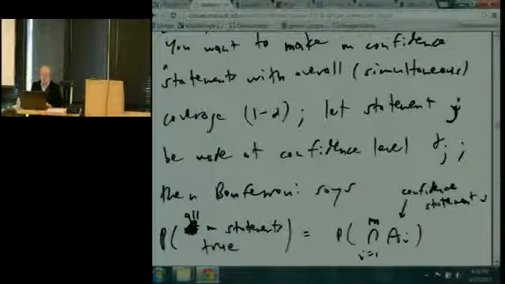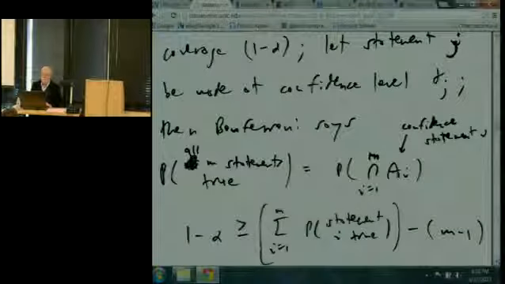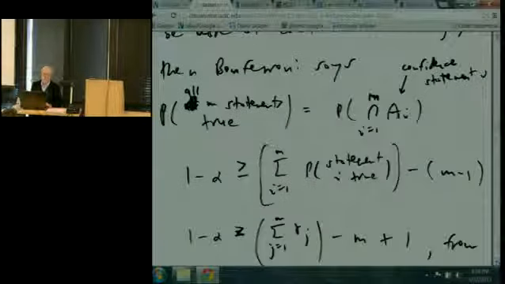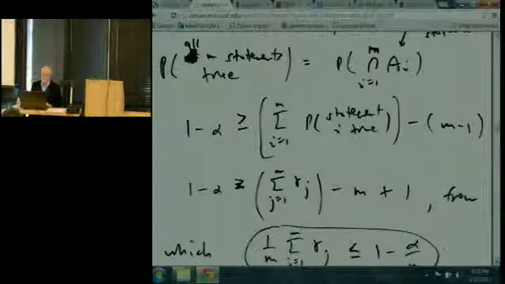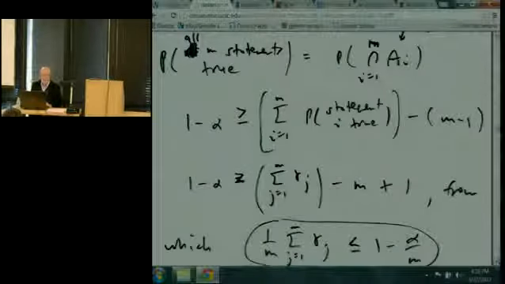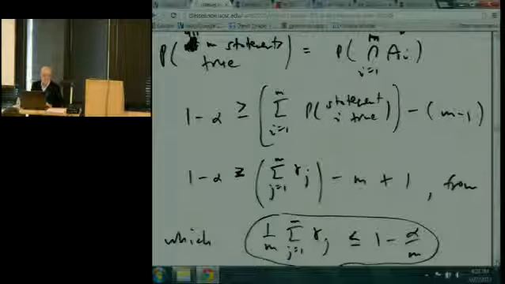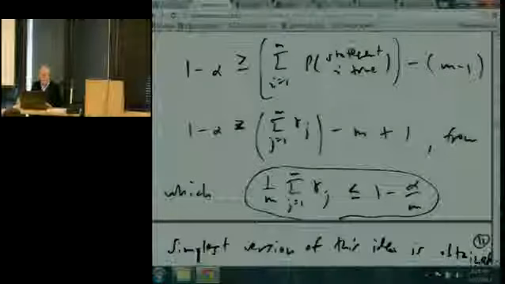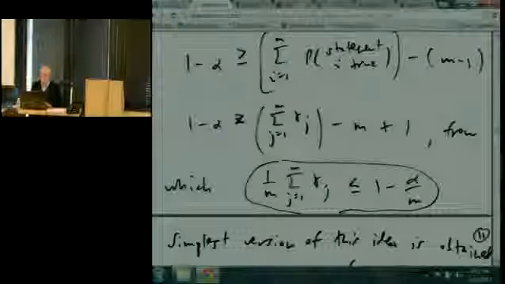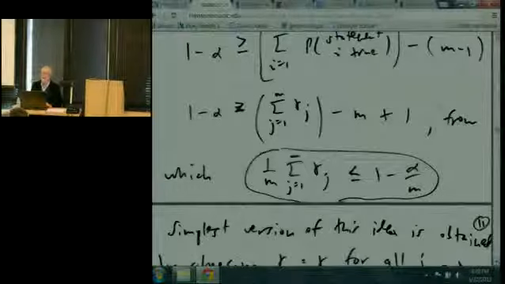Let's let statement j be made at confidence level gamma j. Then Bonferroni says the probability that all little m of your statements are true, like one of those intersections I said, and that's the left-hand side, is supposed to be 1 minus alpha. And that's greater than or equal to the sum of all the separate probabilities each statement is true minus little m minus 1. But that's the sum of the gamma j's. And so in the end, we can make it all work if we have the mean of the gamma j's be less than or equal to 1 minus alpha over m.